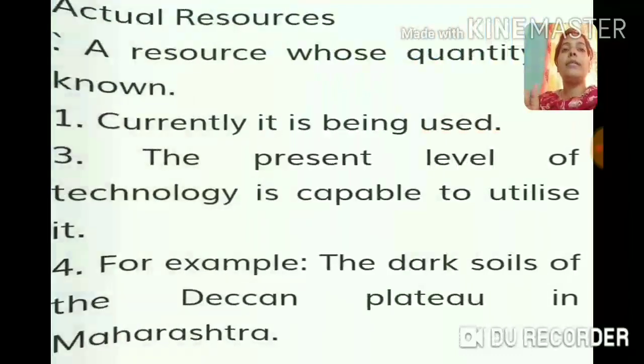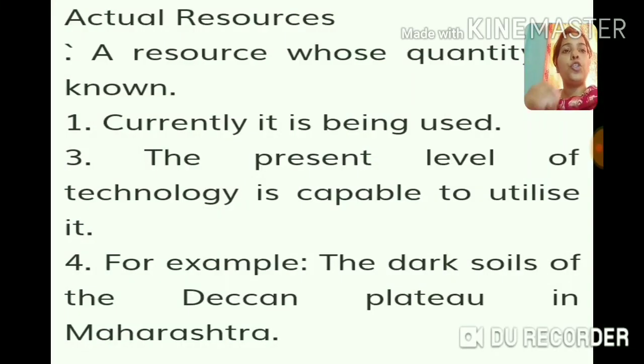Now, the next is actual resource, a resource whose quantity is known. It is just the opposite of the potential resource. Currently it is being used, as the present level of technology is capable of utilizing it. For example, the dark soil of the Deccan Plateau in Maharashtra.